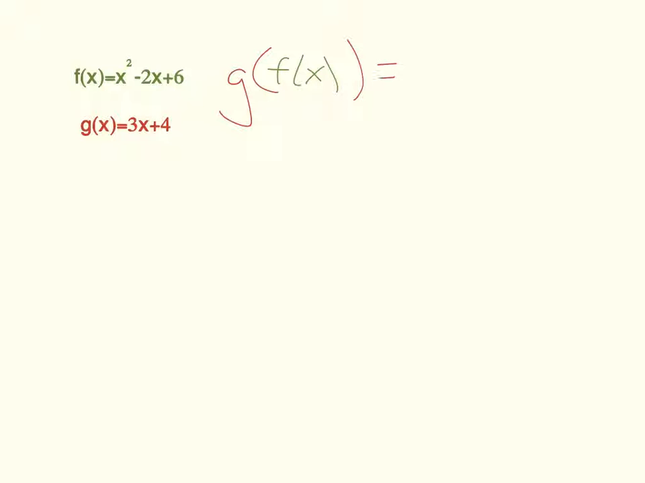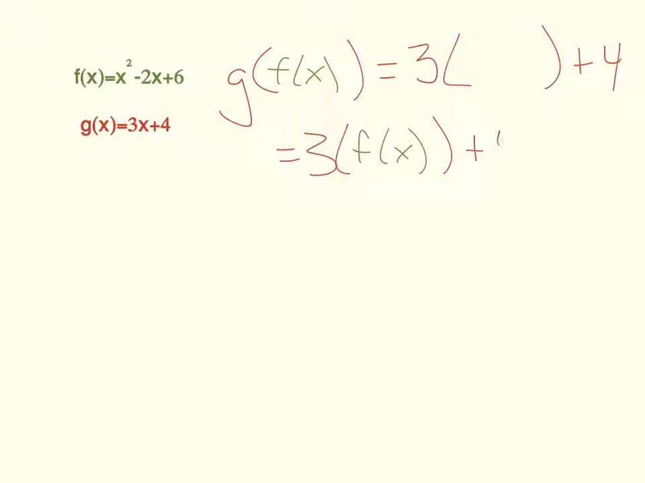And again, everything in this rule has to happen to whatever we're plugging in. So we're still going to multiply it by 3, and then we're going to add 4. Okay, so what goes in here? Well, the f function does. So then it's going to be 3 times the f function plus 4. So that makes it 3 times x squared minus 2x plus 6 plus 4. Make sure you do your order of operations correctly.